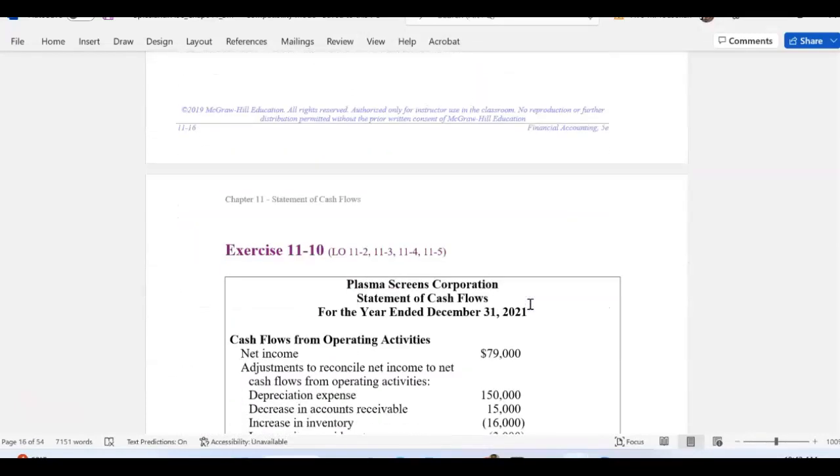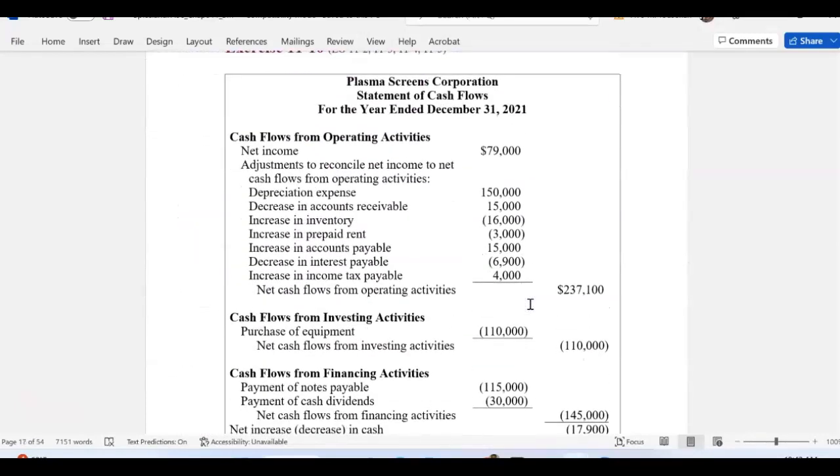Problem 10 is part of your homework anyway, but I want to do it so you can see the whole thing in one page. So to prepare a financial statement, the cash flow statement, the company name goes at the top, the name of the report goes in the middle, and the proper date.